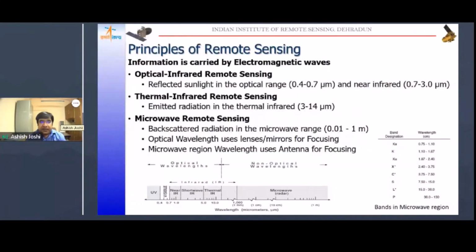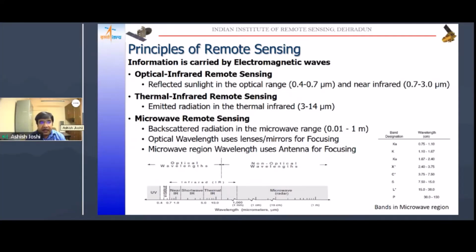Now, what are the principles of remote sensing? So basically, remote sensing is divided into optical infrared remote sensing, thermal infrared remote sensing, and microwave remote sensing. So in our satellites, in the optical infrared remote sensing, mainly we collect the reflected sunlight in the optical range of 0.4 to 0.7 micrometer and near infrared.